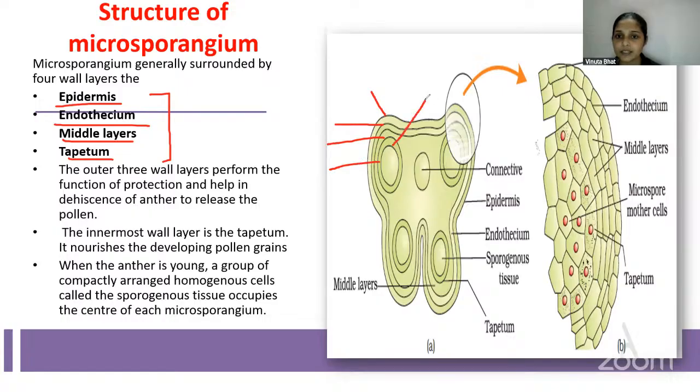Here the tapetum is the innermost layer, and it provides the nutrition to the developing pollen grains. Pollen grains are produced inside the microsporangia and the tapetum provides nutrition to them, and the remaining layers are protective in nature. So these are the four layers of the microsporangium.